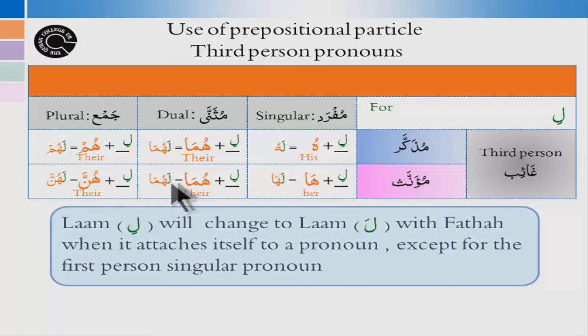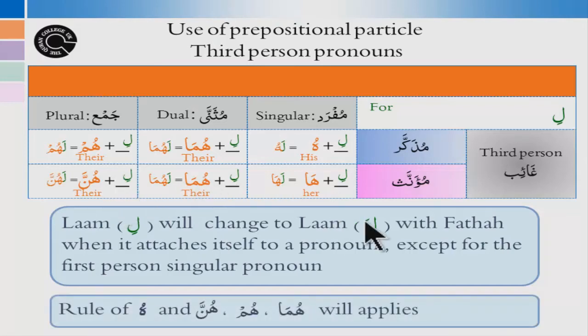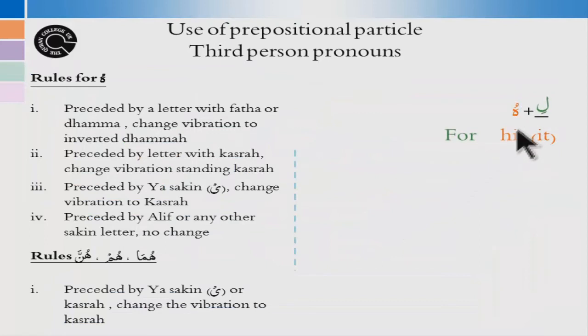And those normal rules of hu, huma, hunna have to apply. And in case of the lahu, because there is a fatha before it, we have to apply the rule of hu, which is preceded by a letter with a fatha or dhamma, change the vibration of the hu to inverted dhamma. So in that case, it will become then lahu. Now the difference between the hu and this hu is that you have to stretch it by 1 measure. Now that was the preposition lam.